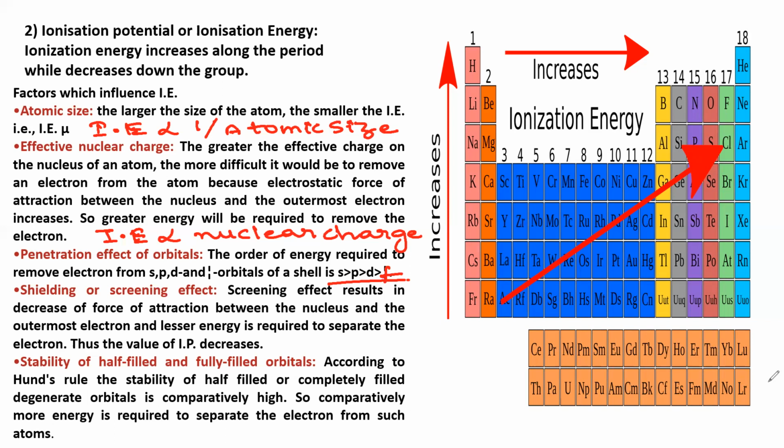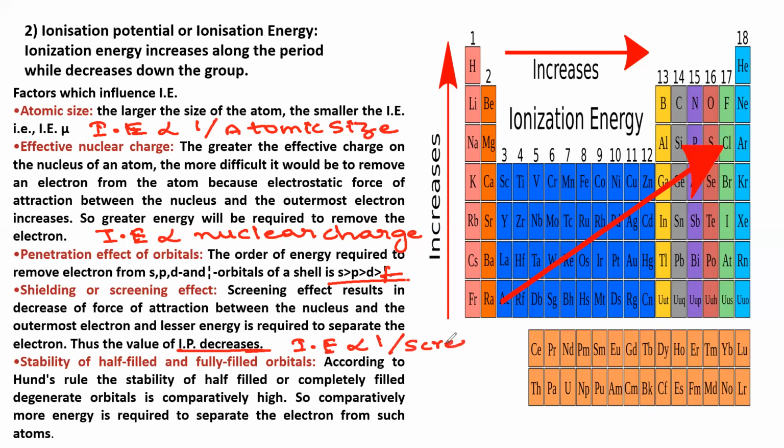Next, shielding or screening effect. The screening effect results in a decrease in the force of attraction between the nucleus and the outermost electron, and lesser energy is required to separate the electron. Thus the IP value, that is the ionization potential value, decreases. So what happens if the screening effect is more? Ionization potential is less. You can write here, screening effect is inversely proportional to ionization potential. Ionization energy is proportional to 1 by screening effect.